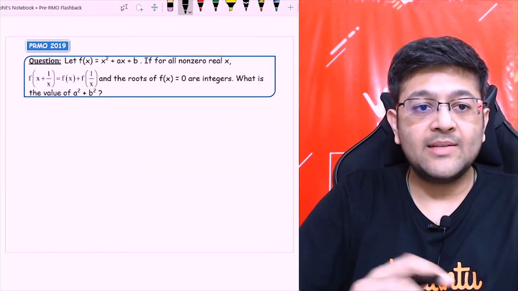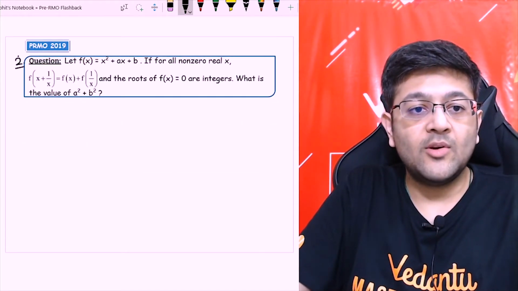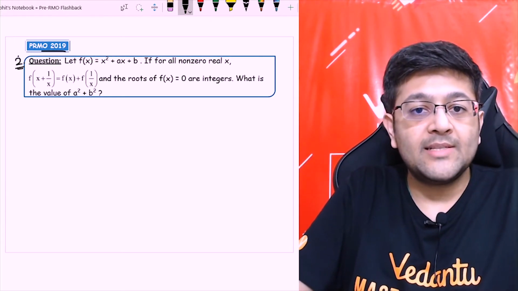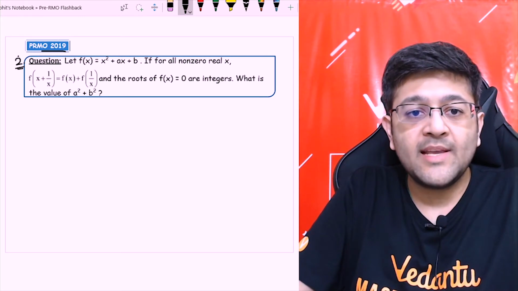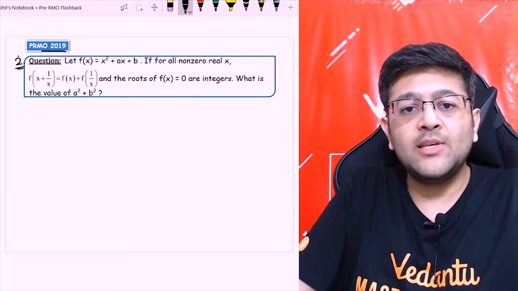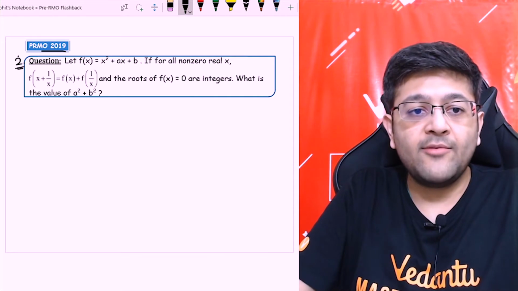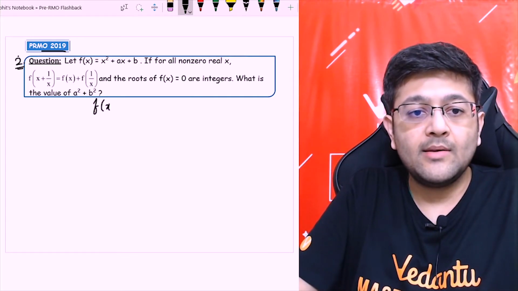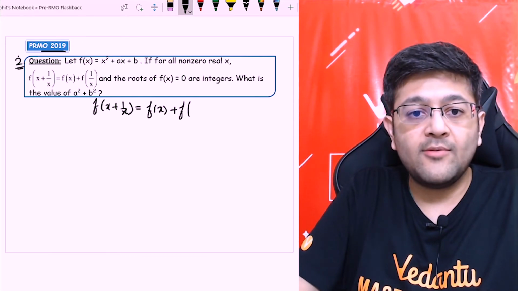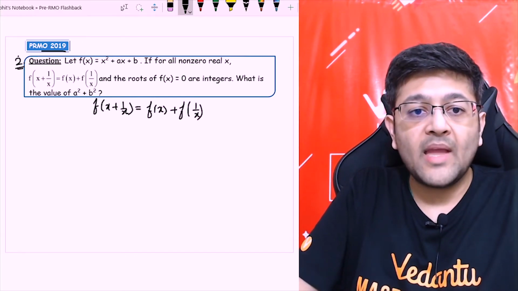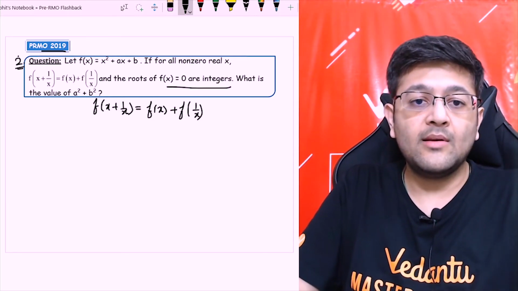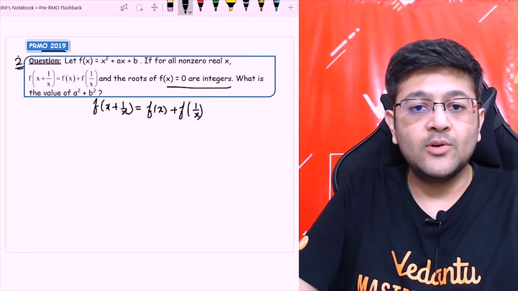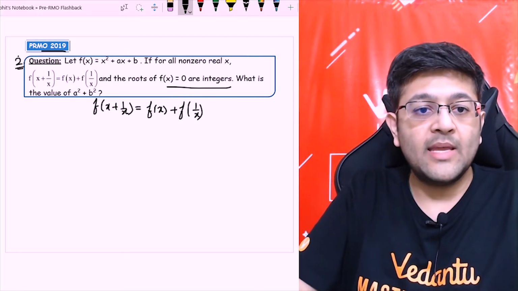Okay, so this is the second question of pre-RMO 2019. So the question is, f of x is a quadratic expression x square plus ax plus b. For all non-zero real x, it is given that f of (x plus 1 by x) is equal to f of x plus f of 1 by x. And the roots of f of x equal to 0 are integers. So what is the value of a square plus b square?